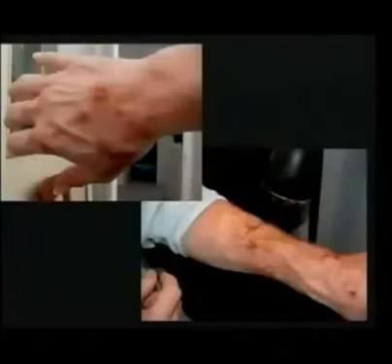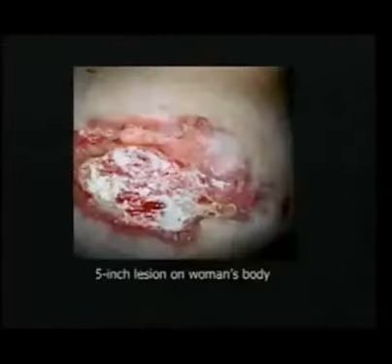People around the world are developing lesions on their skin that ooze and produce fibers. This is known as Morgellons syndrome. Tissue samples cultured from ordinary people without this ailment contain and grow the very same fibers. Here's a 5-inch lesion on a woman's body that has never healed, 5 inches.